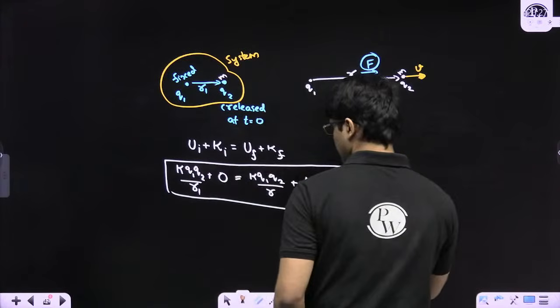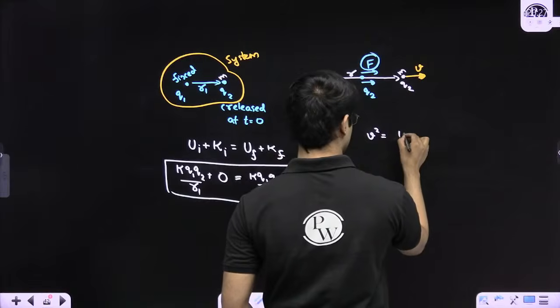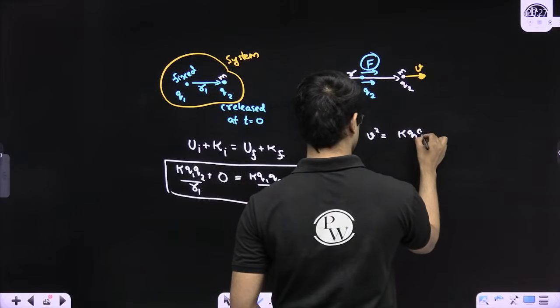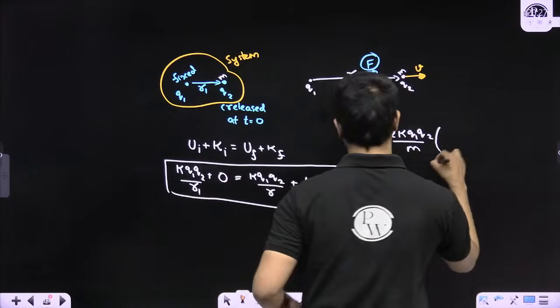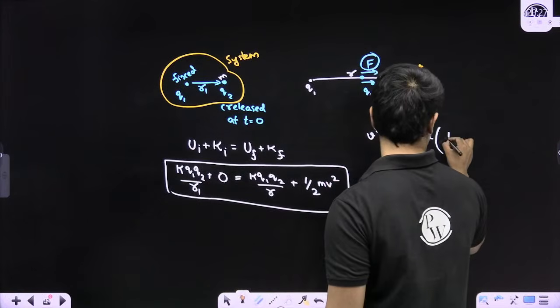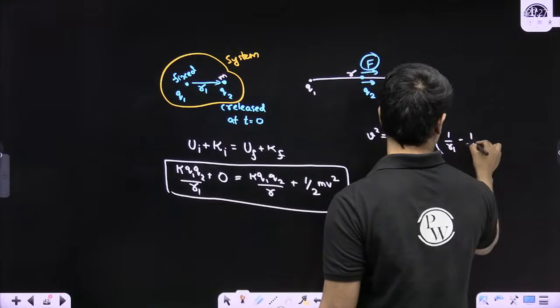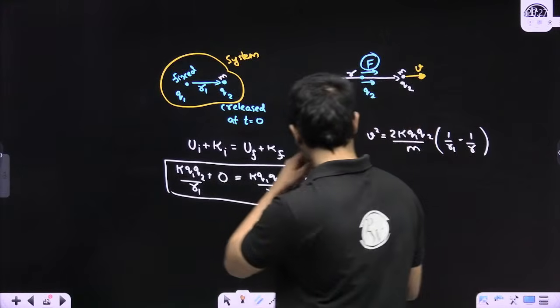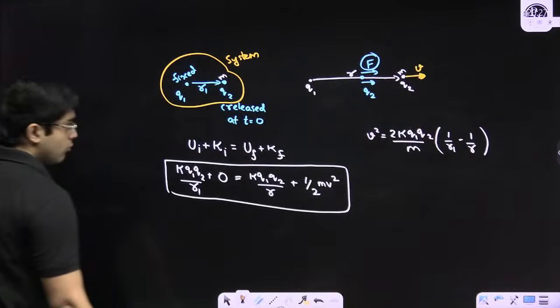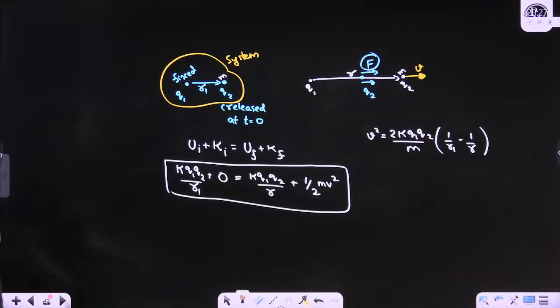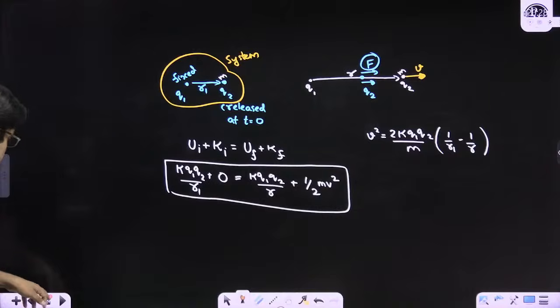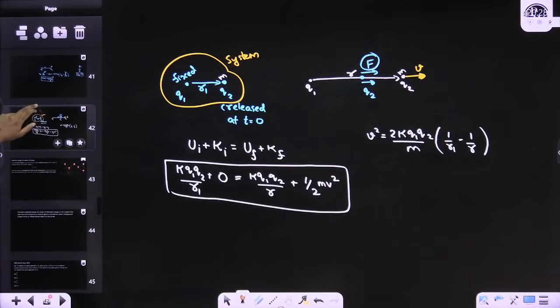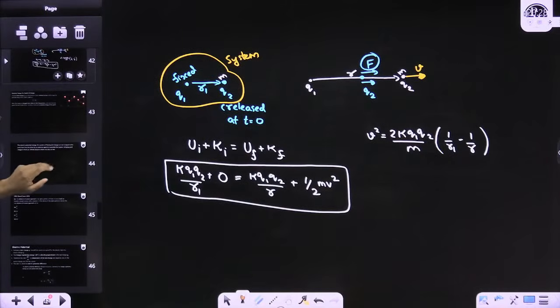So v square will be k q1 q2 into 1 by r1 minus 1 by r. Okay, so that will be the answer. So energy conservation can be used in problems involving two charges. And I guess I have a few questions on that.